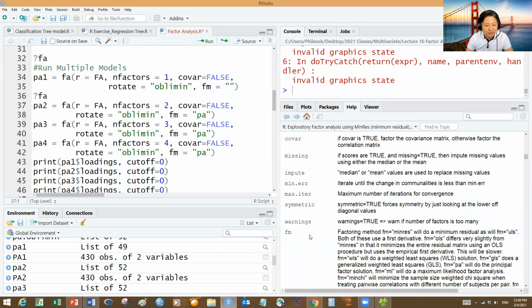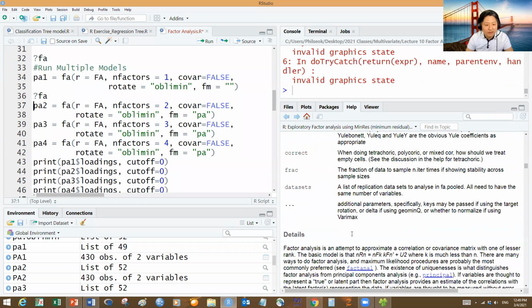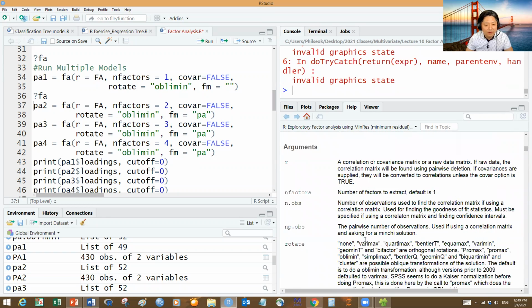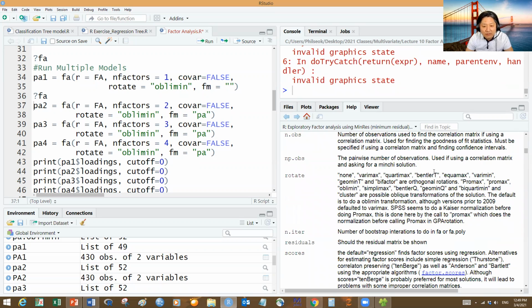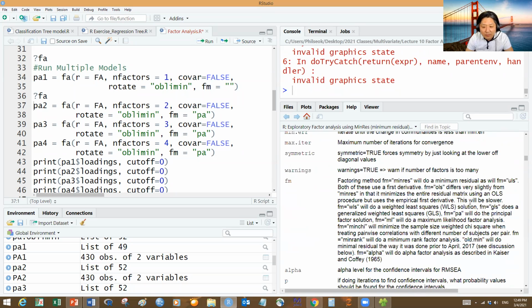Where is the method? Okay, right here, not here. FM, GLM. Oh, we are right here. ML will do maximum likelihood factor analysis. Okay.